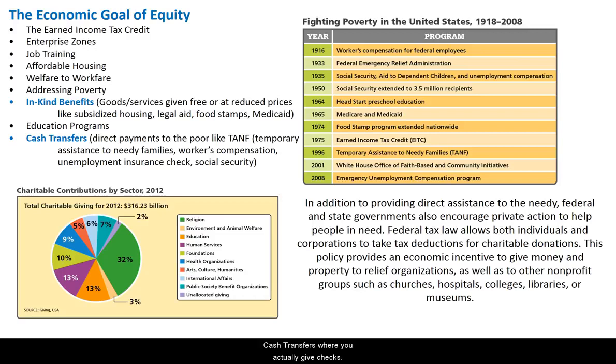And then finally, cash transfers, where you actually give checks. That'd be unemployment checks, Social Security checks, workers' compensation when you're hurt at the job. And you can see a number of things there in the chart that we've passed to try to fight poverty in the United States. So that when the government's seeing that the economy is hurting the average person, they're going to take steps to intervene. And those are some of those programs that the government has.